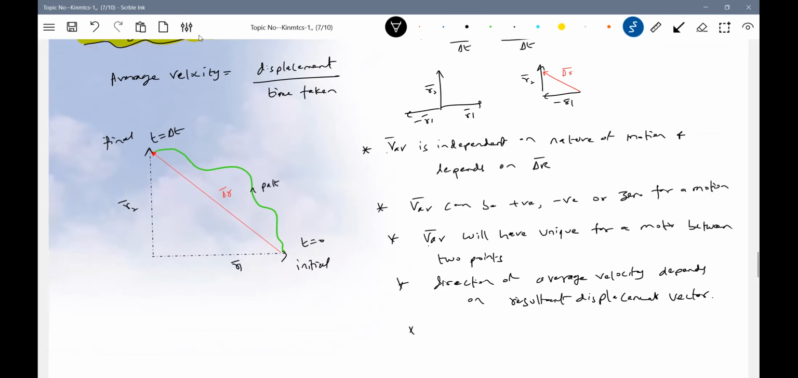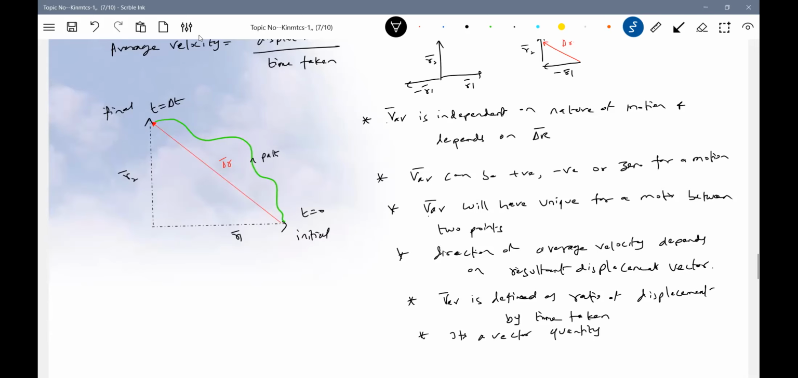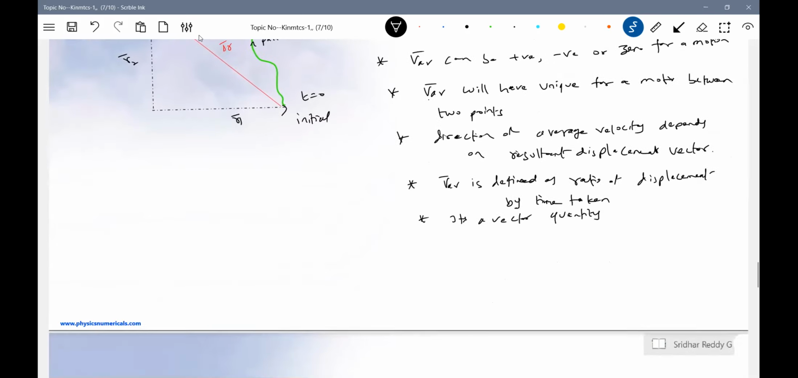How do we define it? It is basically defined as the ratio of displacement by time taken. It's a vector quantity, no doubt. It will be different for different paths, no doubt. Okay, let me give one example. I'll come to that.